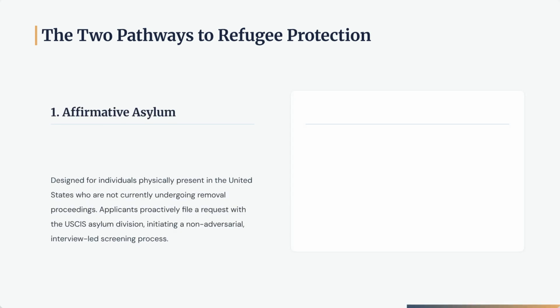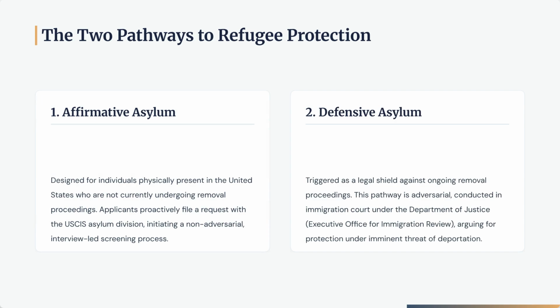There are two main pathways to refugee protection. Affirmative asylum is a proactive, interview-led screening process for individuals already in the U.S. and not facing removal. Defensive asylum is used as a legal shield during removal proceedings, requiring argument against imminent deportation.